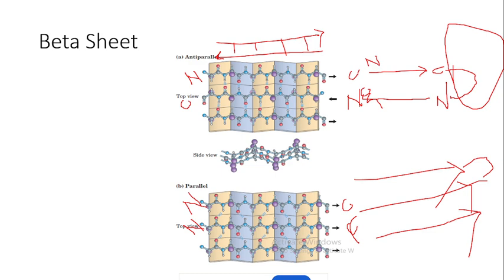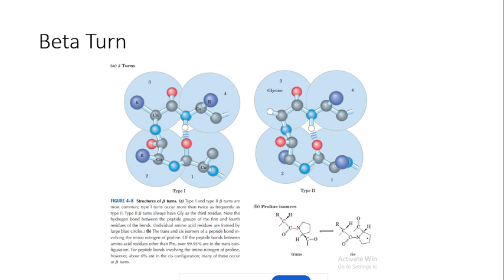They will connect both parallel and anti-parallel sheets. They are the connecting elements. They are made up of amino acid residues. The interaction happens because of this bending, through a hydrogen bond between 1 and 4.